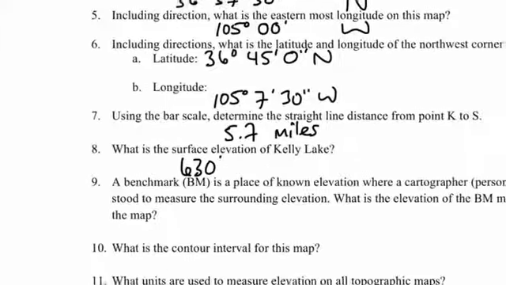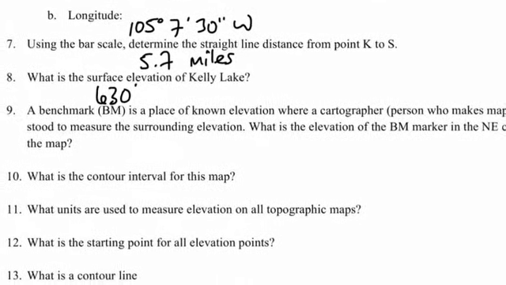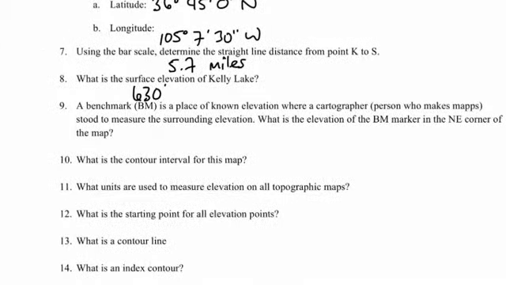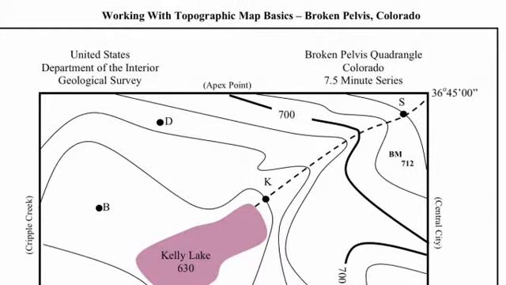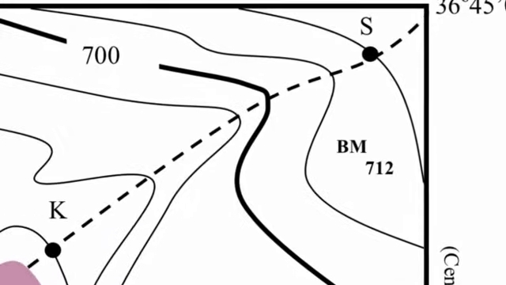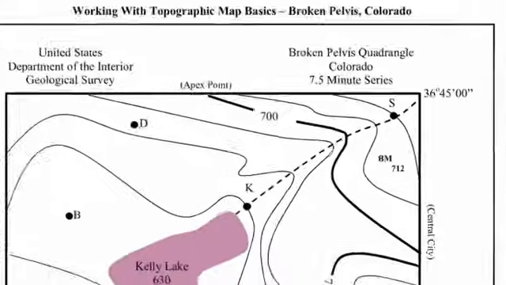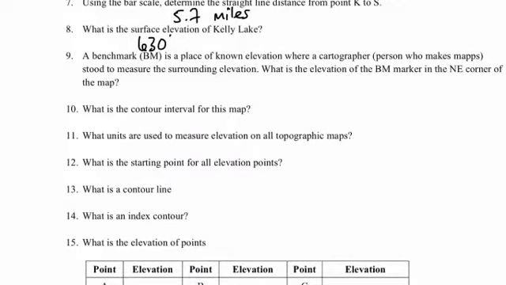Next, number 9. Number 9 says a benchmark is a place where the map maker actually stood to determine the elevation, and it's always marked on the ground. So what's the elevation of the benchmark in the northeast corner of the map? So we just scroll up. Here's our benchmark right here where it says BM 712. So our elevation at the benchmark is 712, and that's 712 feet above sea level.